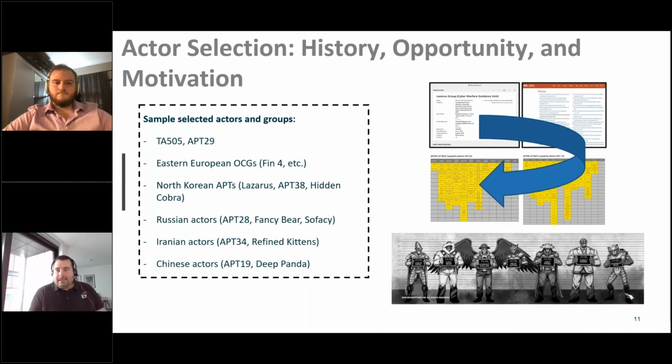So going over to the next slide, I'll hand it back over to Robert. Thanks, Bence. When we put together this case study, we were really thinking of the financial sector and who are the groups that are commonly associated with attacks on the big names, the big players within the industry. We came up with a couple of groupings. So we looked at TA505, APT29, Eastern European organized crime groups like the Fin groups, North Korean APTs, so Lazarus, APT38, Hidden Cobra.